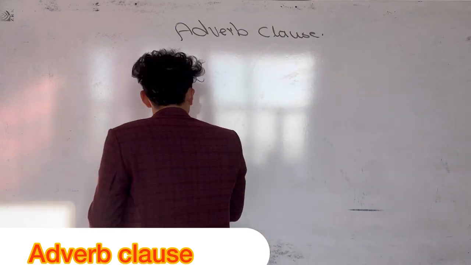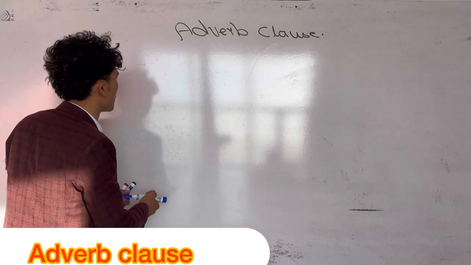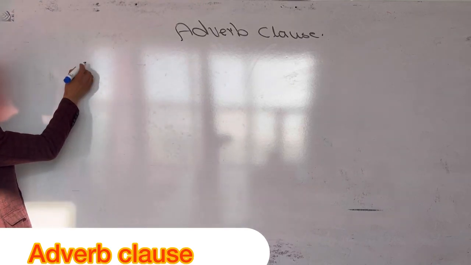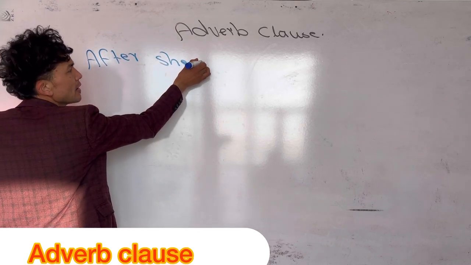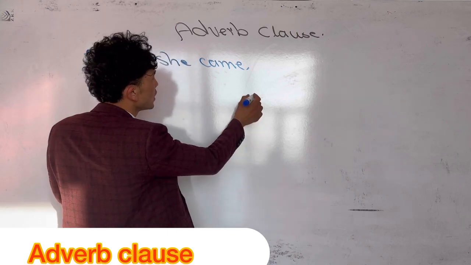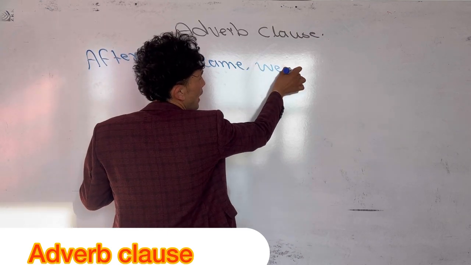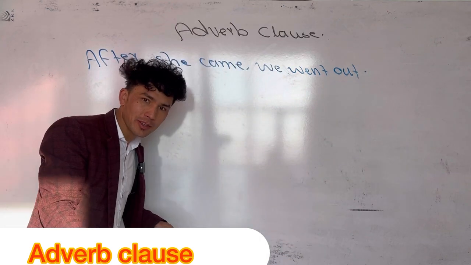So let's make some general examples of adverb class here. I want you to keep an eye on the board. Somebody says, after she came, comma here, we went out. We went out. You understood?